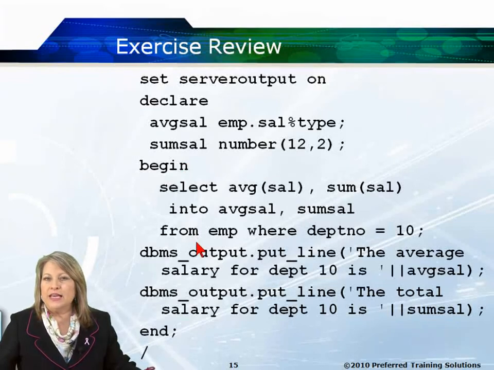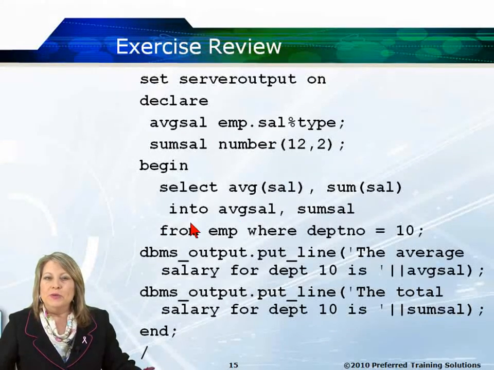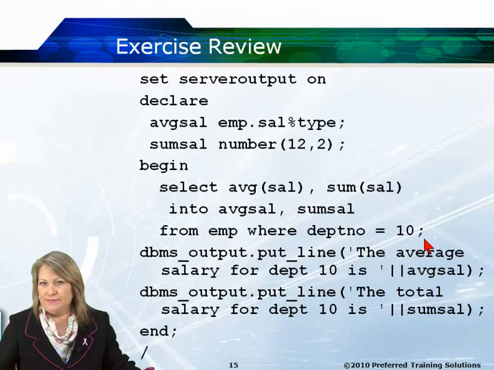And here's our SELECT statement. We very simply need to select the average salary, comma, sum salary INTO our two variables that we declared. And here they're listed, of course, in the appropriate order. It does this by position. This is being selected from the employee table where the department number equals 10.